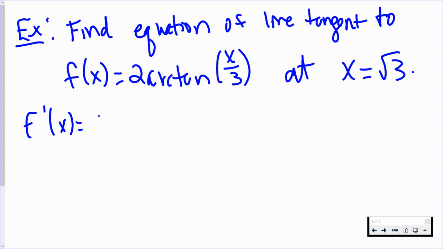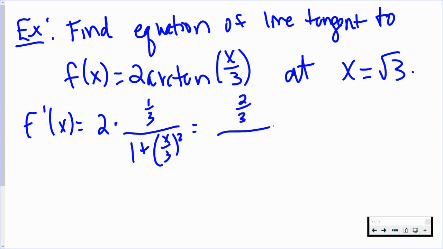Okay, so 2 is just a constant. Derivative of x over 3, remember x over 3 is like 1/3 x. So we've got 1/3 on the top. On the bottom, we have 1 plus u squared, so that's x over 3 all squared. So we have 2/3 over 1 plus x squared over 9. Now, we can actually leave our derivative like this because we're just going to plug in a value. But I'm going to go ahead and simplify it down just so we get some more practice with that.